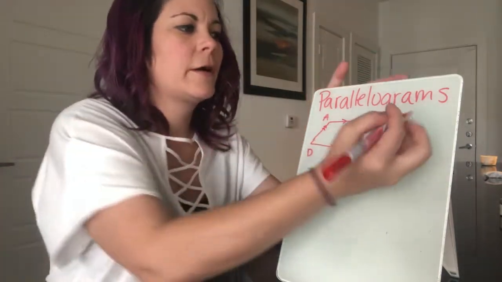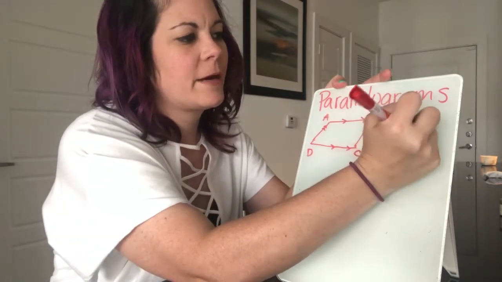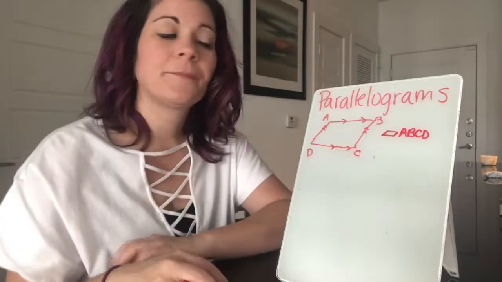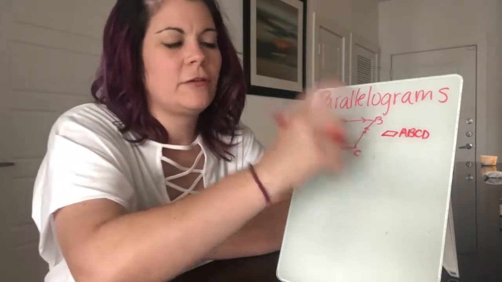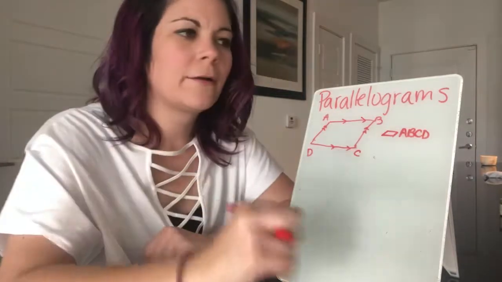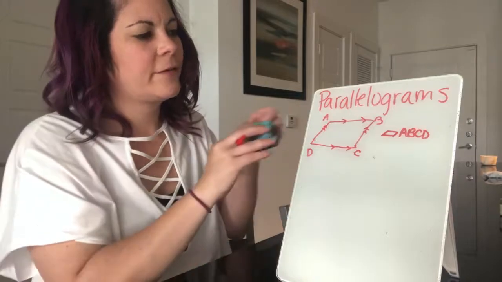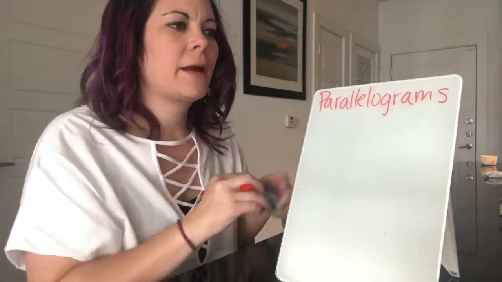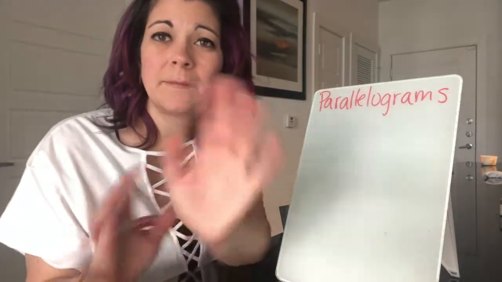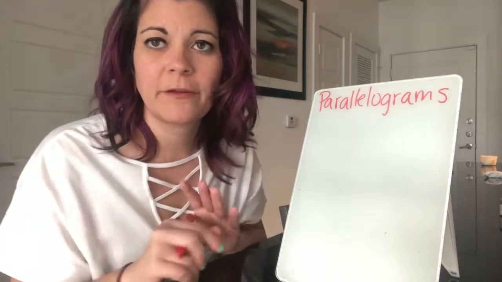To name a parallelogram, you can use the little parallelogram symbol, and then name it by its vertices. So parallelogram ABCD. Okay, so let's talk about the properties of a parallelogram. I'm just going to say them, so just watch. If you do need to write them down, just pause the video.